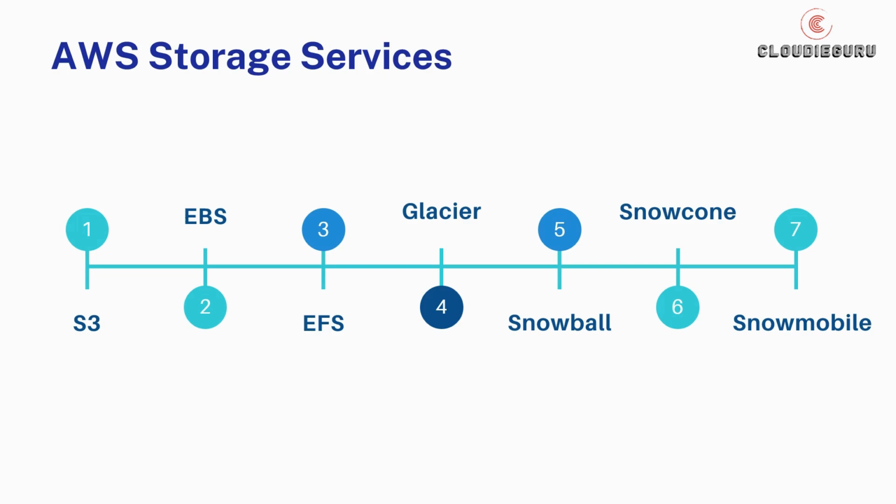Snowball, Snowcone, and Snowmobile form the Amazon Snow family, which is used to transfer data in and out of AWS. In this video, we will be focused only on AWS S3, which is Simple Storage Service.